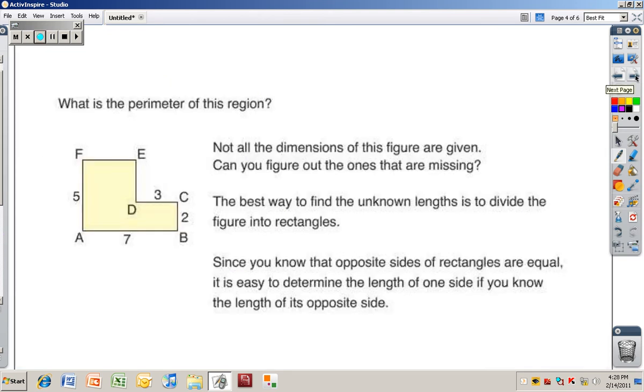All right, here's another type of problem that we need to learn today, and that's the perimeter of irregular figures when they don't give you all the sides. So instead of reading all this with you, I'm just going to go through it.